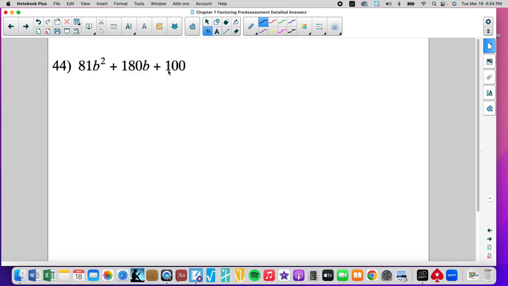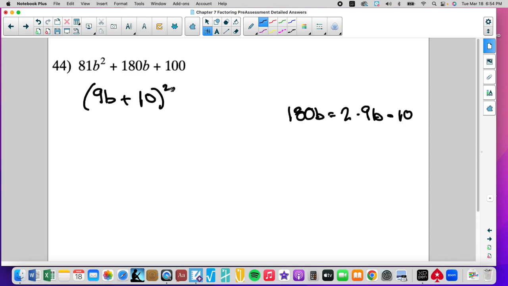Whoa, okay. I'm not going to do this fast. I'm going to look and see, does 180b equal 2 times, that's 9b is the square root, 10 is the square root, that's 18 times, yeah. So now this is the easy part. Take the square root. Take the square root. Signs are the same, both are positive, and write it as a quantity squared.